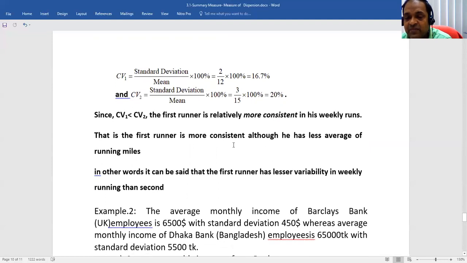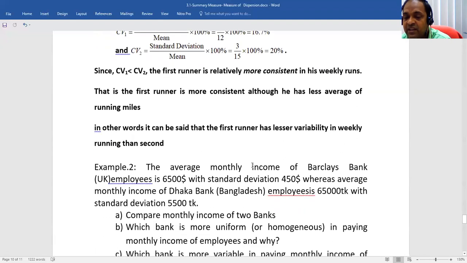So what can you say? Which is less? The first runner's coefficient of variation is less. So the first runner is relatively more consistent, because when there is a lower CV, there is less variation. We can say the first runner is relatively more consistent in weekly running than the second runner, although he has a lower average of running miles. In other words, the first runner has less variability in weekly running than the second runner.